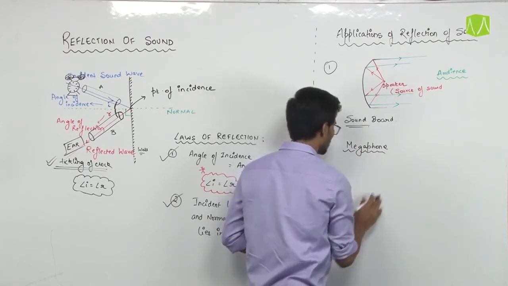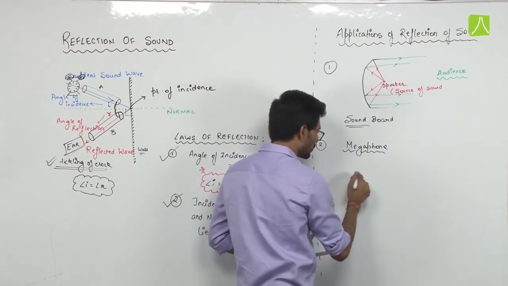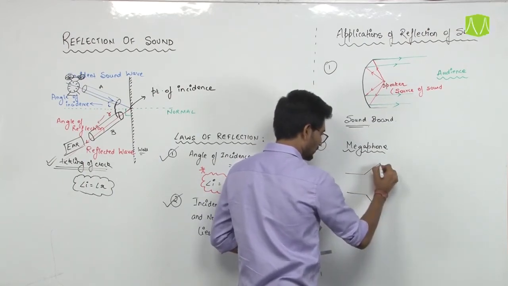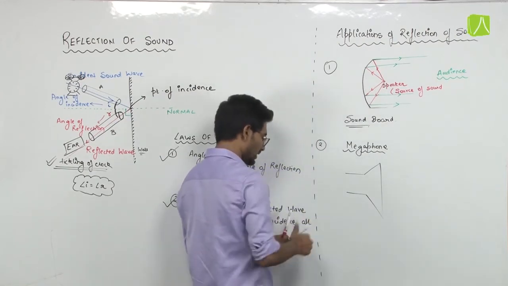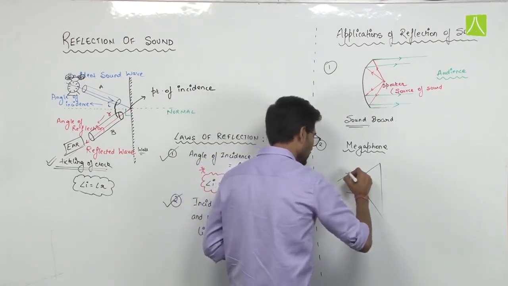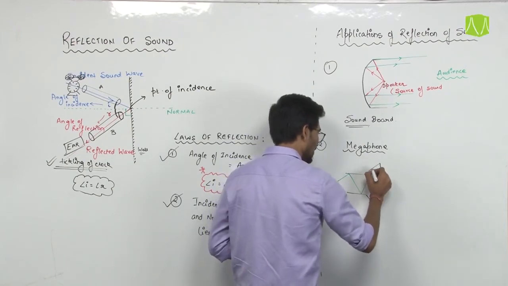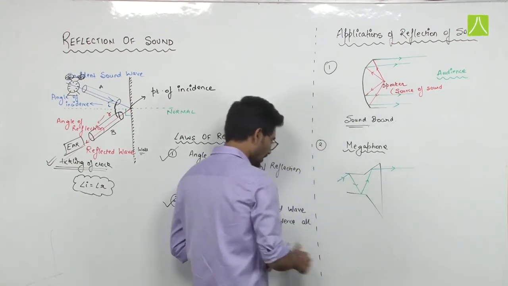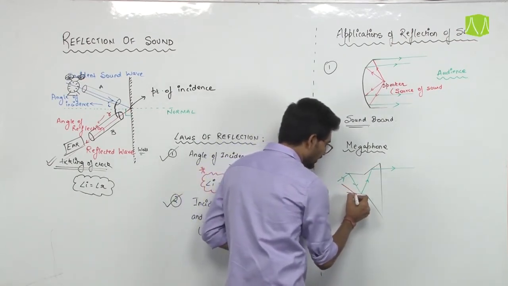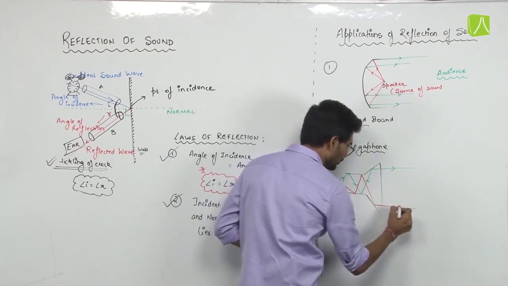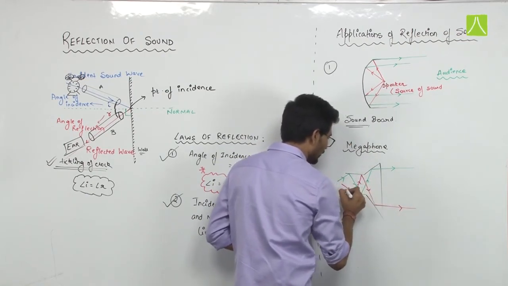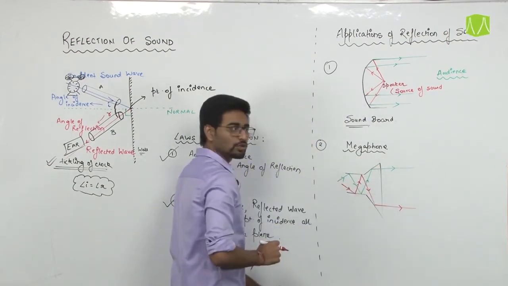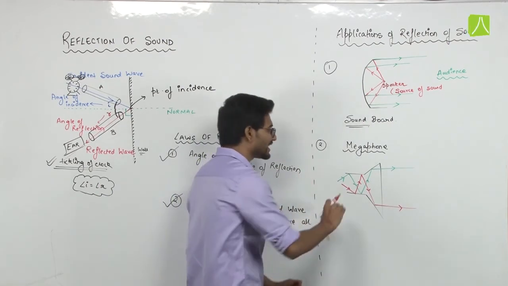Second is the megaphone, generally used by police, and a megaphone looks like this. Here there is a source of sound. When the source speaks, there will be a reflection going like this, and it will become parallel after some reflection. The other wave will move like this, and after reflection it will become parallel again. So after multiple reflections, the sound becomes parallel in a megaphone, and a loud voice is generated.